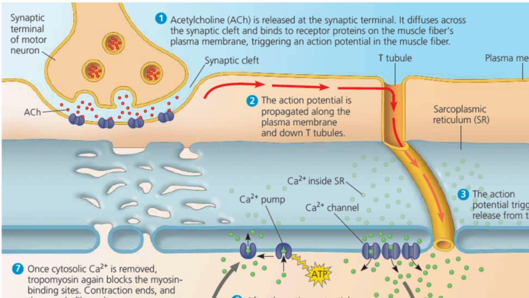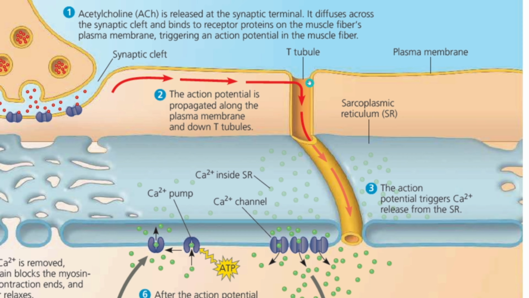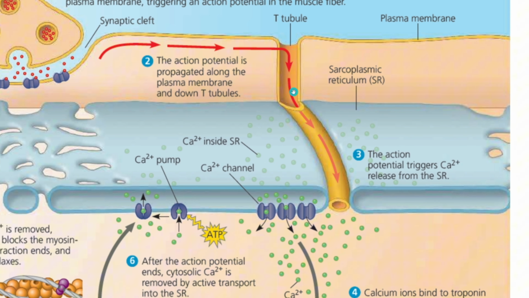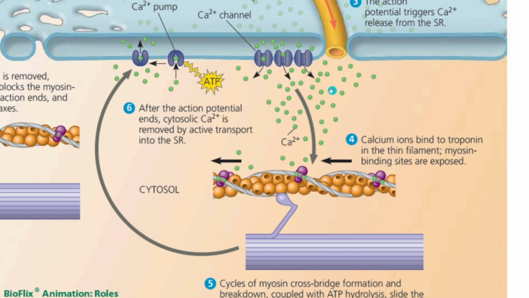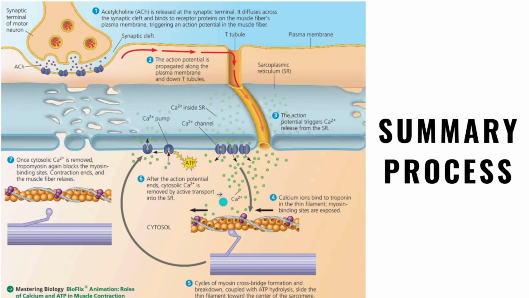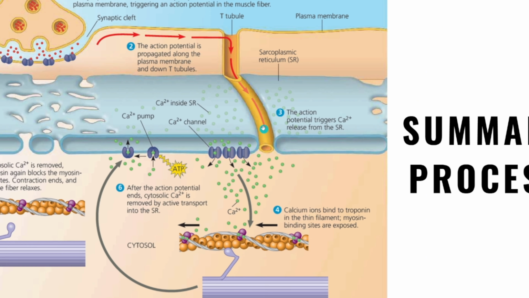It will trigger the action potential, and this action potential will be propagated along the sarcolemma, down to the T tubule. This is the function of the T tubule, because the T tubule is the place to transmit the nerve impulse into your sarcoma. So the impulse is transmitted along the T tubule into the sarcoma.